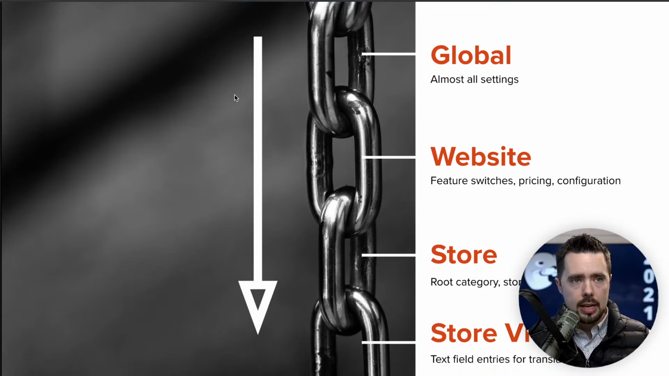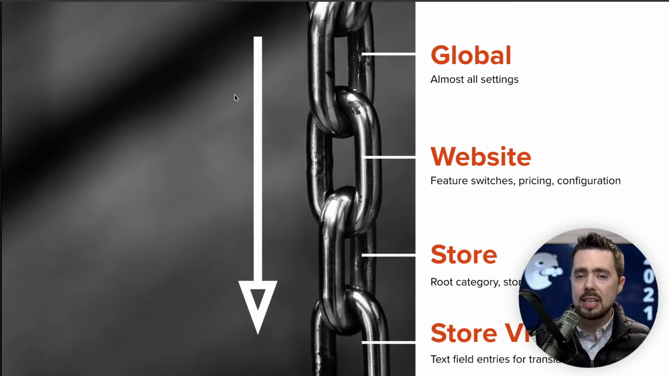Global is pretty much all settings. But website, we have our feature switches. Do we want to enable B2B or disable it? Do we want to turn on this specific payment method or disable it? If we are enabling or disabling specific functionality, feature switches will likely be found at the website level. Occasionally, it'll be found lower than that, like at the store view level, but pretty much it's always found at the website level. Pricing, again, is global or website. Most configuration is available at the website level.